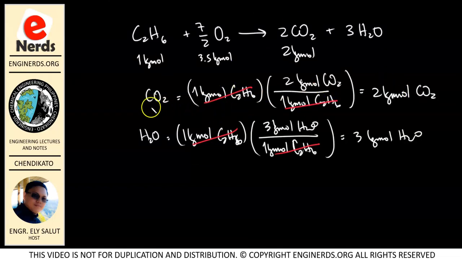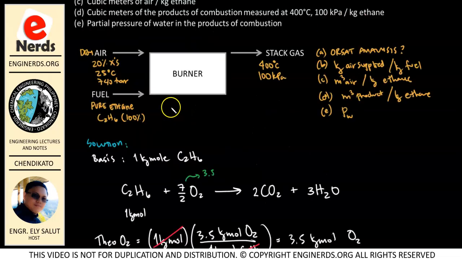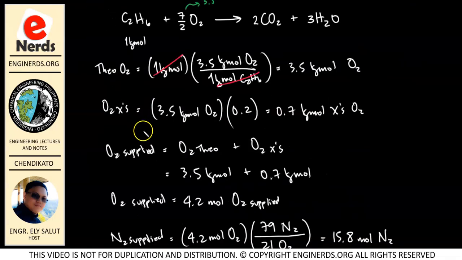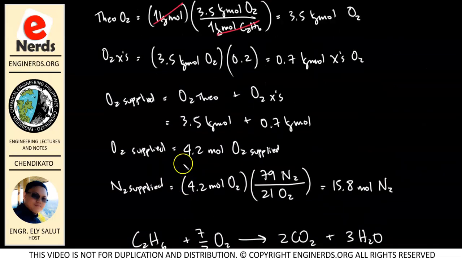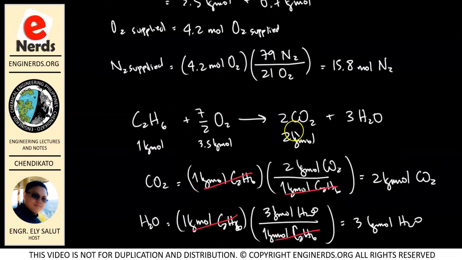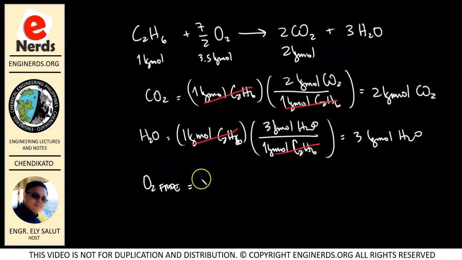Okay, so now we have the CO2 and H2O, but remember that we have excess O2, no, because we supplied extra oxygen here to ensure that we will have complete combustion. Okay, so that means we have free O2 or unused O2. How much is our free O2? That will be our excess O2 here, which is 0.7 kilogram mole.